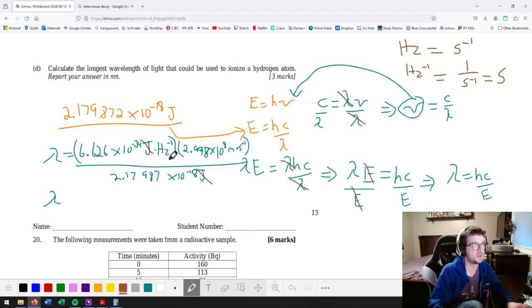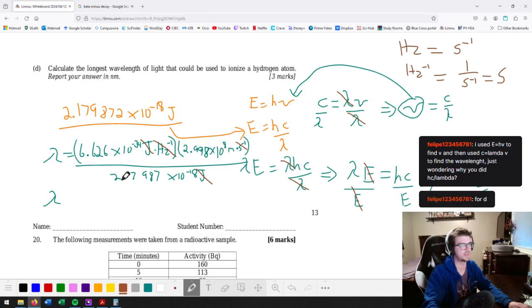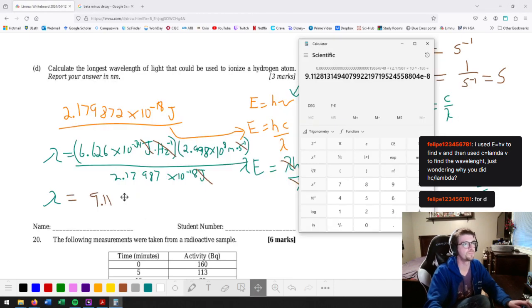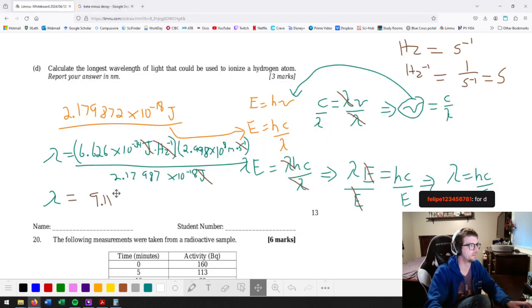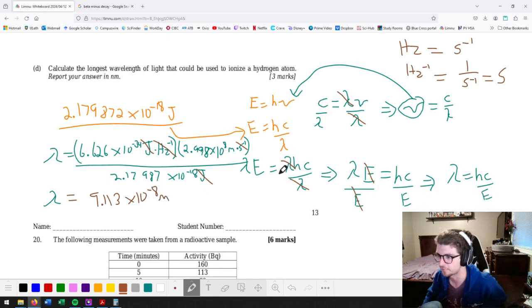So what this works out to, hertz to the minus 1 is equal to seconds, and so that actually cancels out. So hertz cancels out. Hertz to the minus 1 cancels out with seconds to the minus 1, and then we get a bunch of this. So 9.11, call it 3 times 10 to the minus 8 meters.